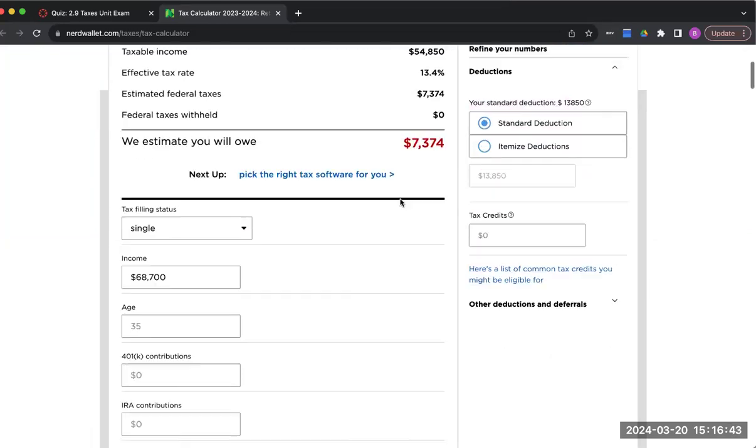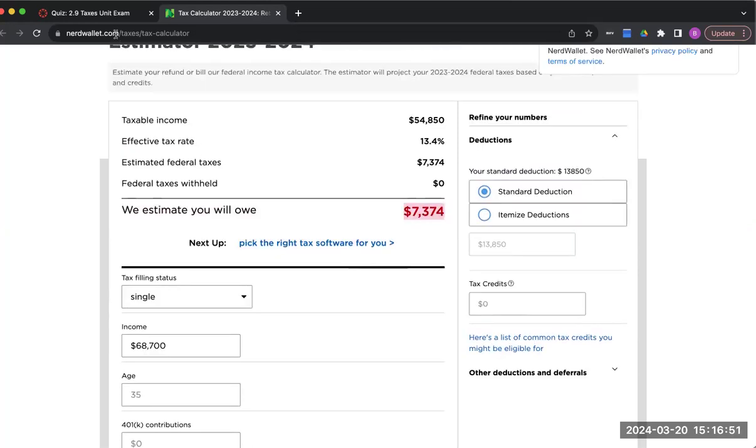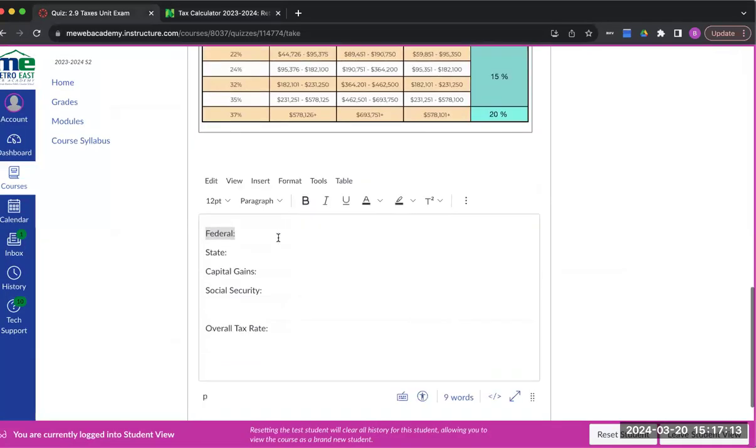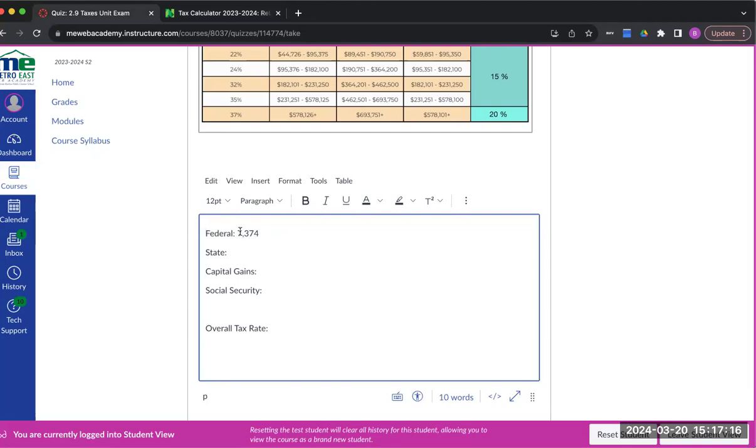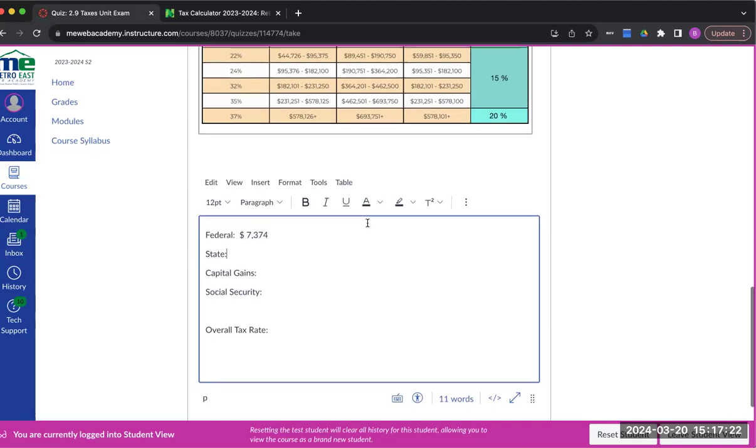With that, it shows here Michael will owe around $7,374 of federal tax. So type that in. Because the standard deduction subtracts from his income, 68,700 minus 13,850 gives you $54,850 that he's taxed on. So this is the amount of federal tax that he'll pay right here, $7,374. So we found the federal. You don't need to include cents in this. If you just keep it to the dollar amount, that's fine.